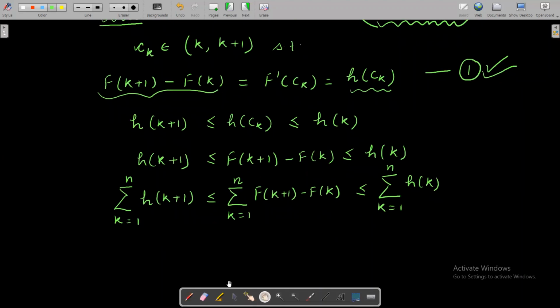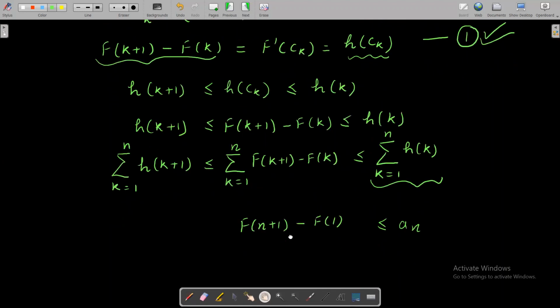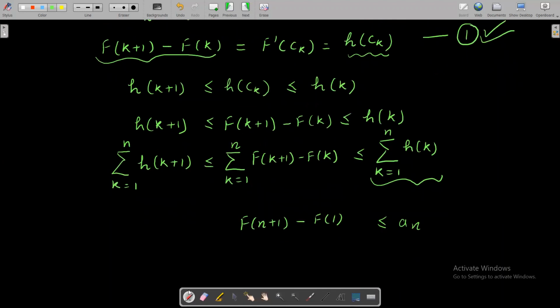According to the question, I can replace this value by an. So let's replace it with an. What about the middle term? When you keep putting the values of k as 1, 2, 3, 4 up to n, you will end up getting only the last term f of n plus 1, and from the first term, only f of 1 will be left out. Rest all the terms are going to cancel because of the telescopic nature of the series.